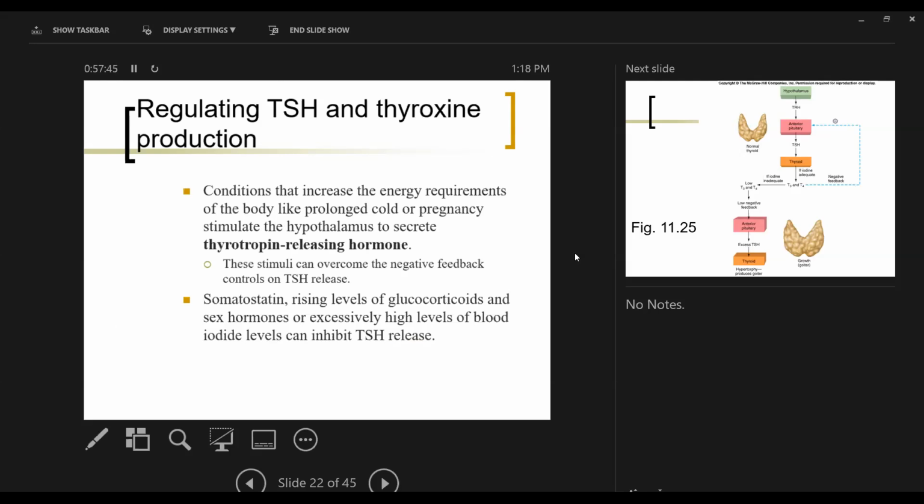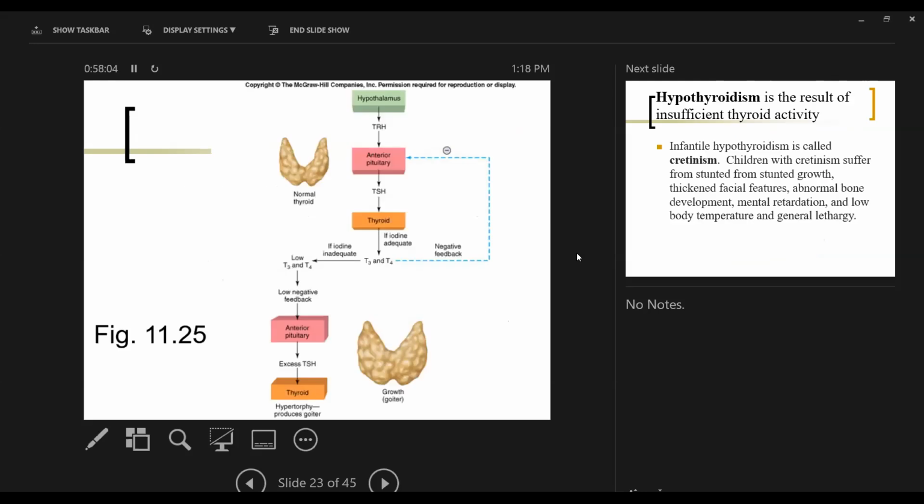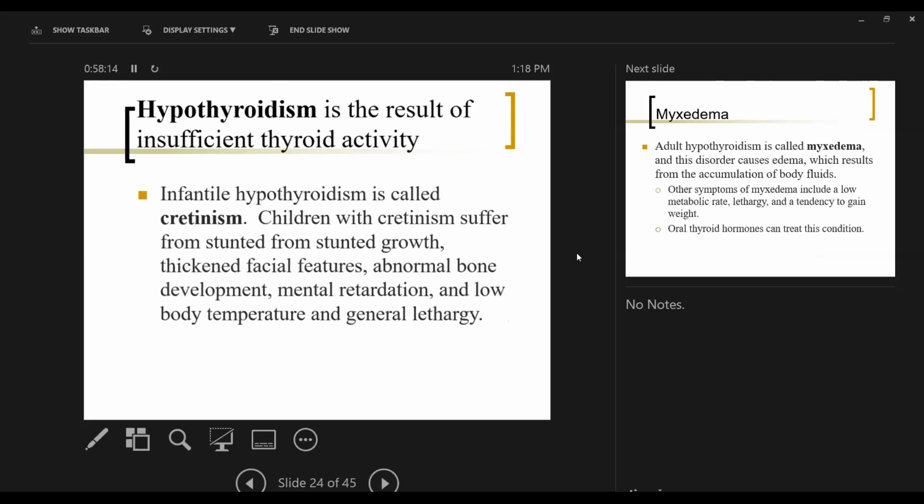Other things can inhibit TSH release. Somatostatin, rising levels of glucocorticoids, sex hormones, and excessively high levels of iodine can all inhibit TSH release as well. And this shows you the negative feedback that you get, and that's why you get the growth of a goiter.